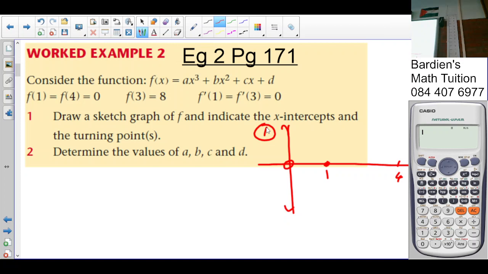Right. F of 3 is equal to 8. What does that mean? X-intercept is 3? No. The graph is going through the point 3 and 8. Here the graph was going through 1 and 0. Here the graph was going through 4 and 0. That's why that was your x-intercept. Can you see that? Here the graph is going through 3 and 8. So if I plot 3 and 8, so there's the 3 is approximately there. So 3 and 8.